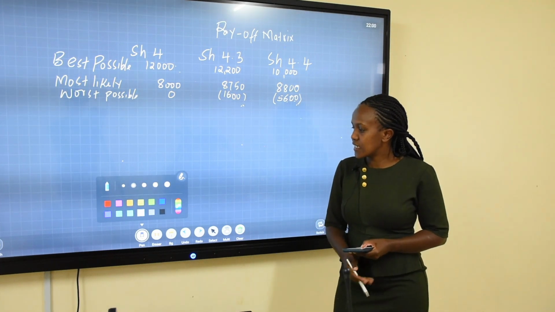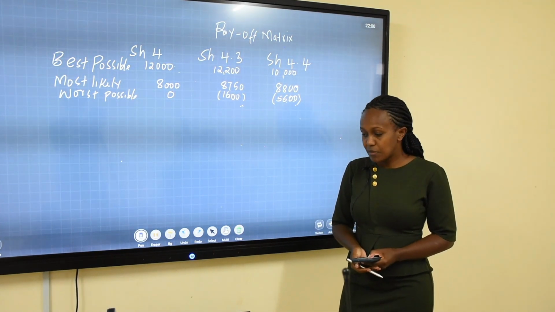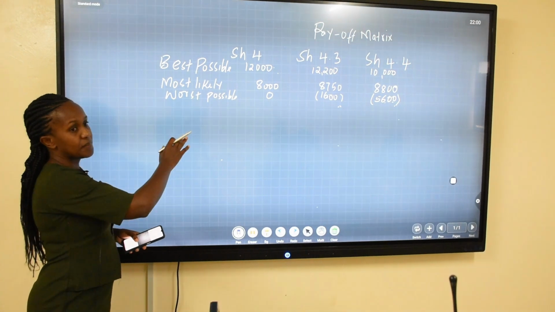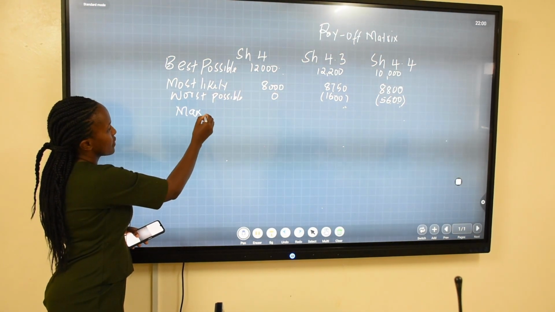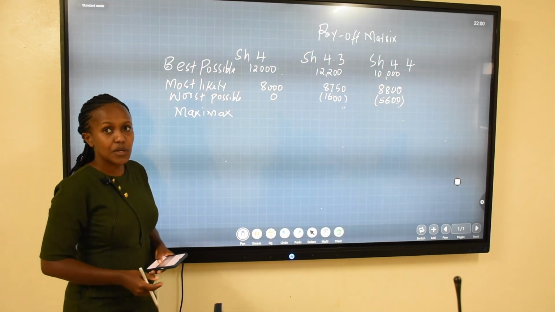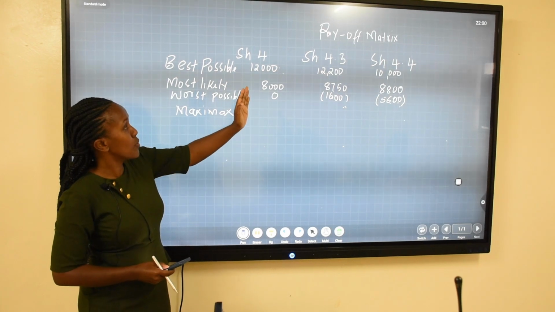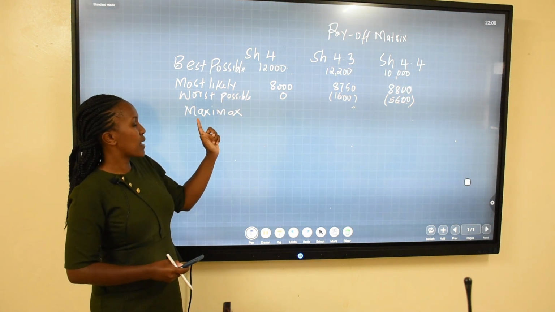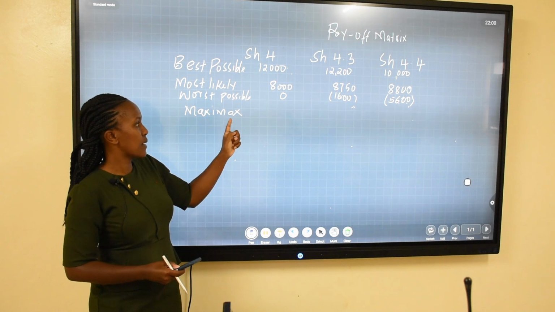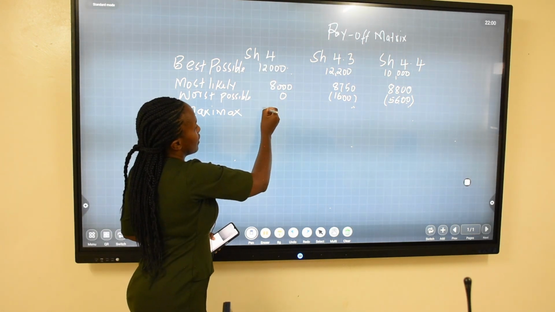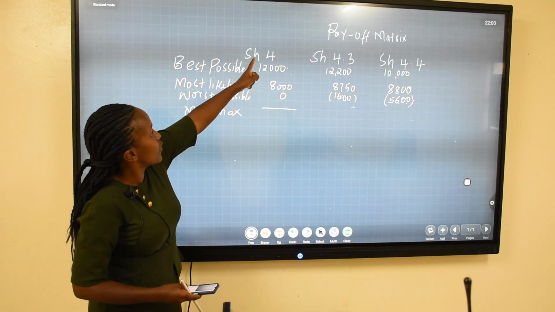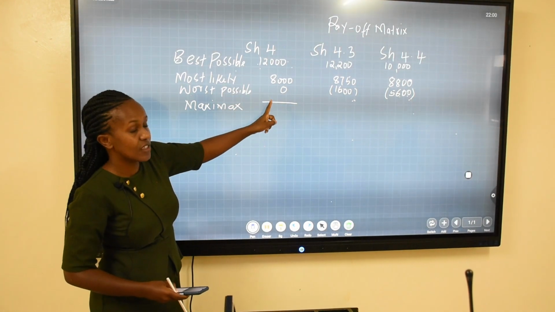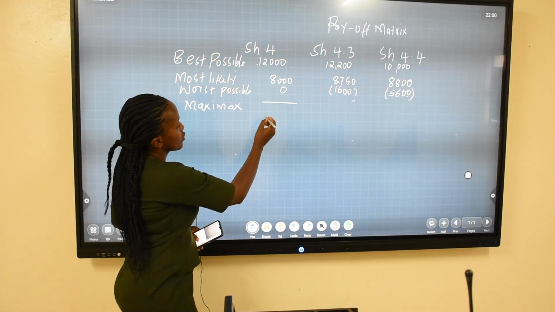So now, using the first criteria that we talked about, Maximax, we are going to use the criteria for Max. In this criteria, we said you look at the best possible payoff among each alternative. Then you select the best among the best. That is the maxi. You maximize the maximum payoff. So looking at the alternative of setting the price at shillings 4, the maximum payoff that we can get is 12,000. That is between 12,000, 8,000 and 0.